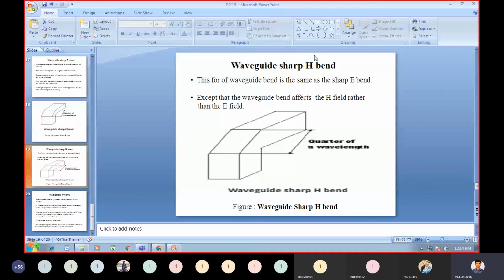Next one is the waveguide sharp H bend. This form of waveguide bend is the same as the sharp E bend, except that the waveguide bend affects the H field rather than the E field. As the name itself says, this is an H bend, affecting only the H field. But here the length is not twice the wavelength; we take the waveguide length as 1 wavelength.